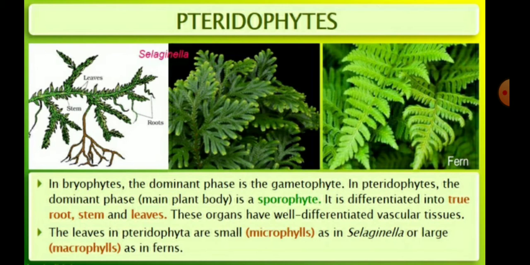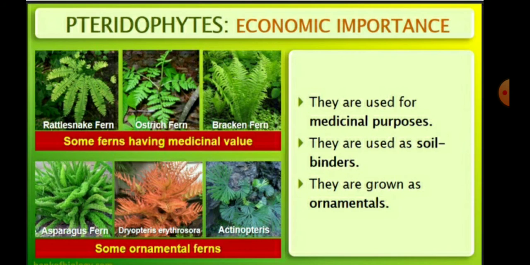The leaves in the pteridophytes are small, so they are called microphylls, as in Selaginella, or sometimes the leaves are large, and they are called macrophylls. For example, in ferns the macrophylls are present, and in Selaginella the microphylls are present. So children, what is the economic importance of the pteridophytes? They are used for medicinal purposes. They are used as soil binders and also grown as ornamental plants.